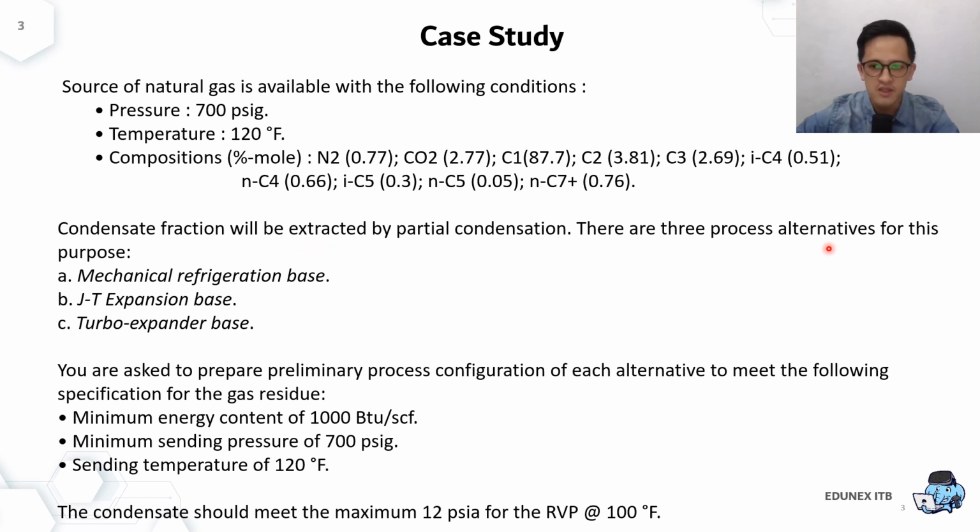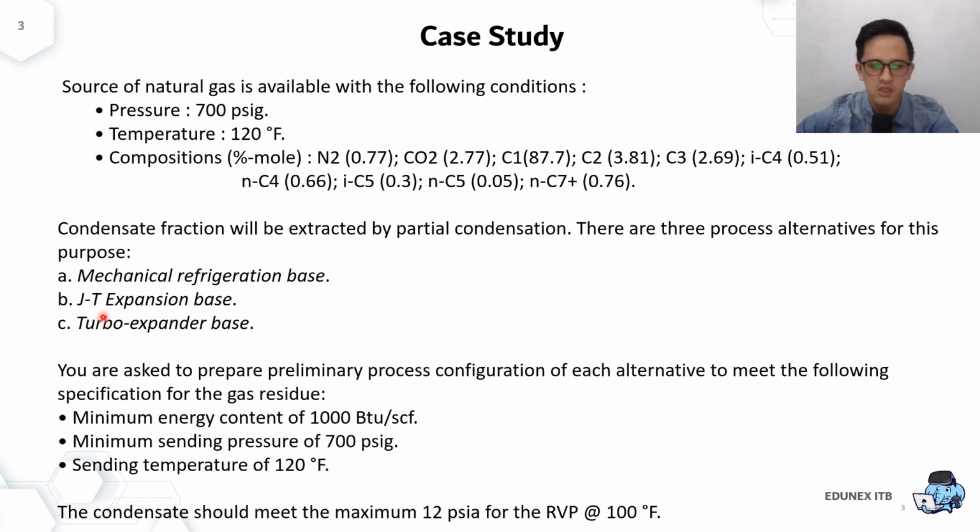There are three process alternatives for this purpose. The first one is mechanical refrigeration based. It will involve very low temperature conditions, or cryogenic, maybe using some refrigerant such as propane. The second one is JT expansion based, Joule-Thomson expansion.